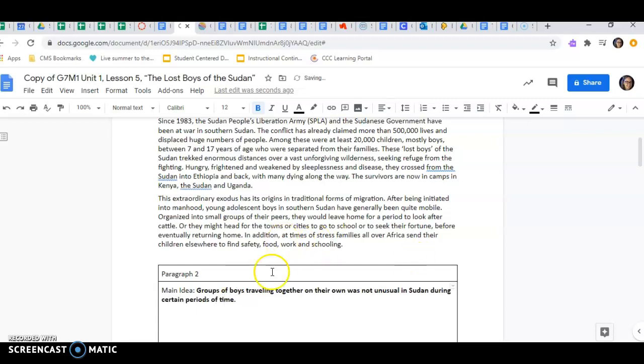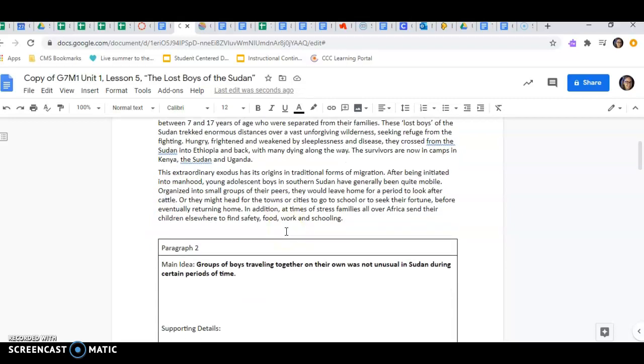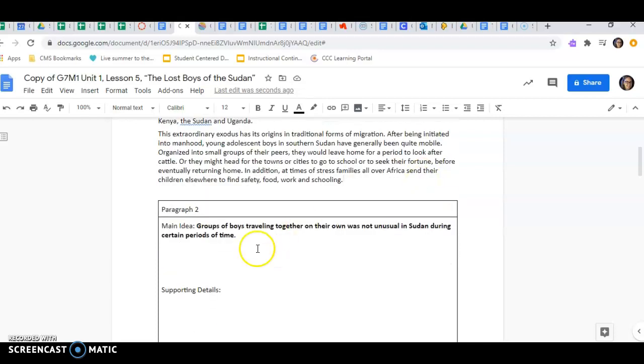That's interesting. Okay. Well, now that I have that main idea, let me just think critically for a moment. I'm wondering how often this happened. That's a wonder that I have. Was that really something all over Sudan? And is it really, this last sentence says, in times of stress, families all over Africa send their children elsewhere. So I'm wondering how frequent that is, or if that's a little bit too general. Well, anyway, until we deal with my wondering, let's go ahead and find some supporting details.